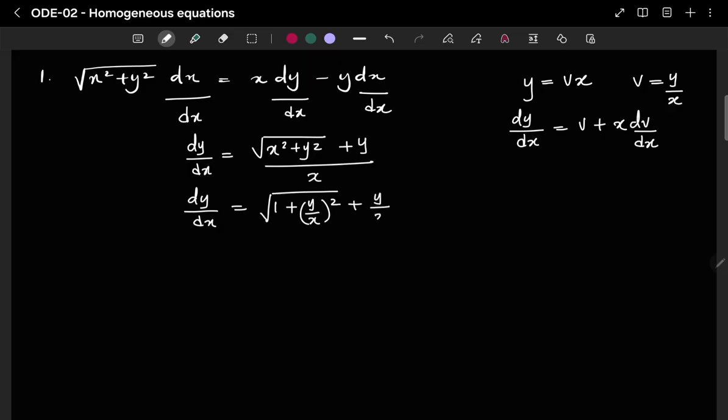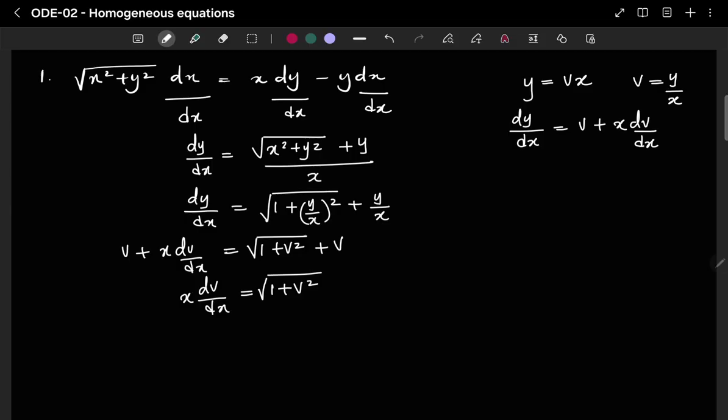plus y by x. We can substitute v for this y by x term, and for the dy by dx in the equation we can substitute v plus x dv by dx. By substituting that, v plus x dv by dx equals square root of 1 plus v squared, plus v. So the v terms cancel out, and then we get x dv by dx equals square root of 1 plus v squared.